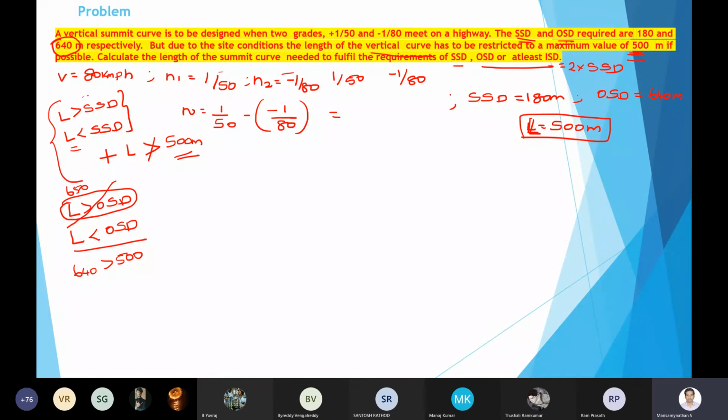The length is greater than SSD. The SSD is nothing but 180 meter. So then there is a chance it is greater than 180.